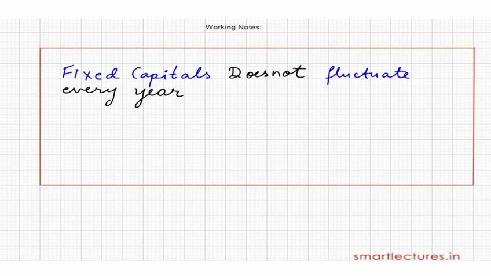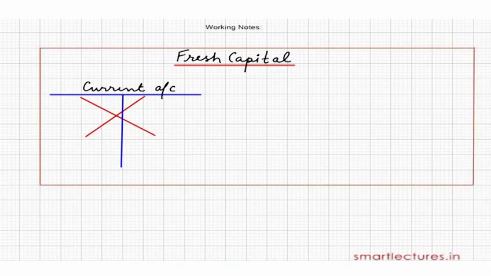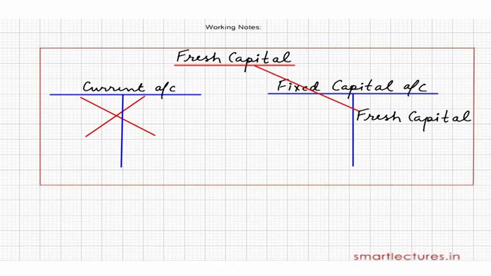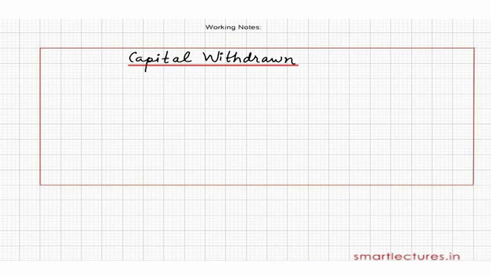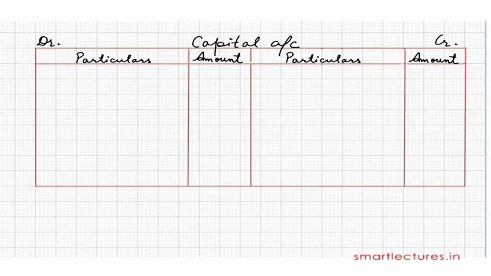It means the capitals always keep on fluctuating, but only for one transaction, even the fixed capital can be increased, that is fresh capital. Fresh capital is never shown in the current account. It is always shown on the credit side of fixed capital. And number two, capital withdrawn. If the partners decide to reduce the capital and they withdraw cash with this intention, that is called capital withdrawn. That will be shown on the debit side of the capital account. So be careful, fresh capital and capital withdrawn are never shown in the current account.